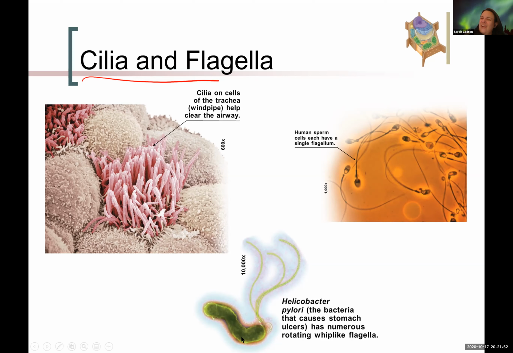So this is Helicobacter pylori, H. pylori, which is what causes stomach ulcers. And it has these really cool long flagella to help it move around, okay? So that's part of the cytoskeleton as well. That's all the organelles of the cell. So we done, all right?